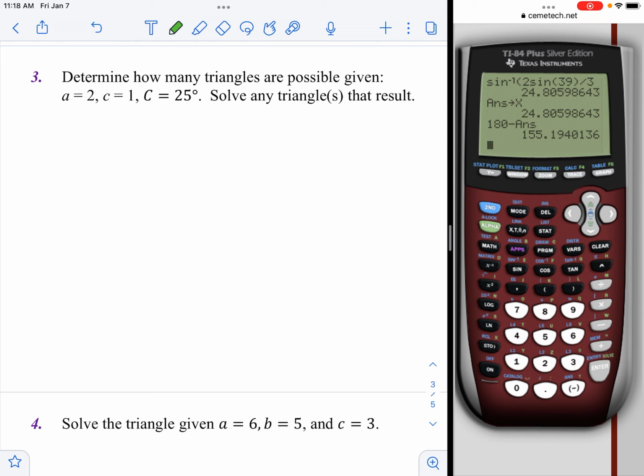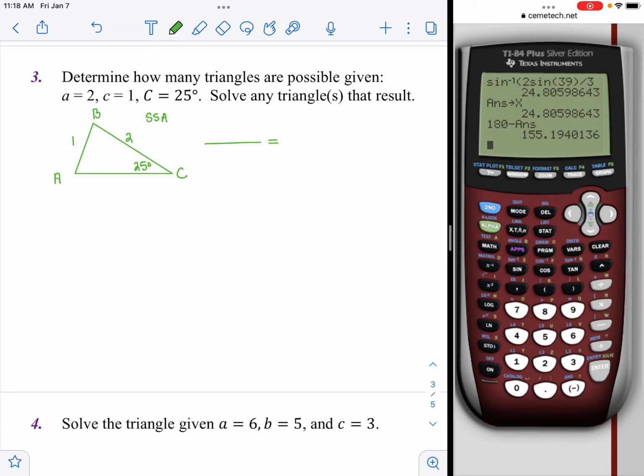Next one, determine how many triangles are possible and solve any triangles that result. Okay, so this you will have to solve. All right, so draw my triangle. A, B, C. Side A is 2, side C is 1, and angle C is 25 degrees. SSA again, this is SSA.